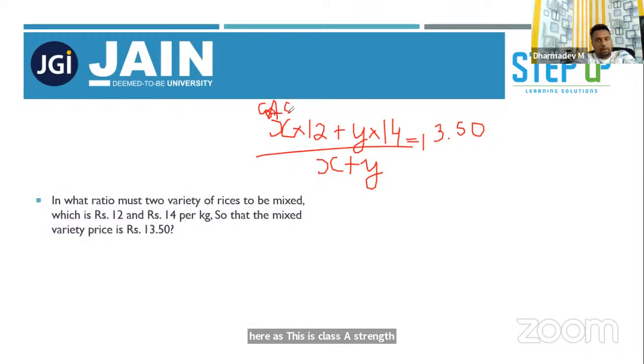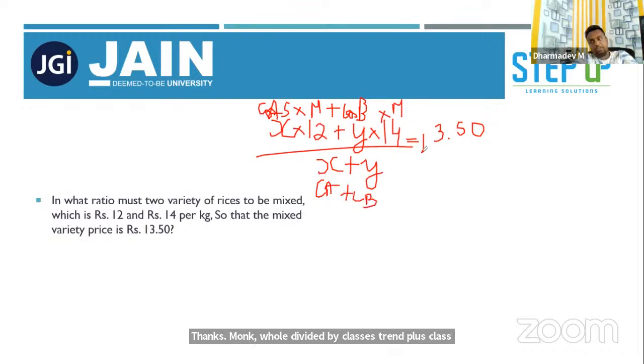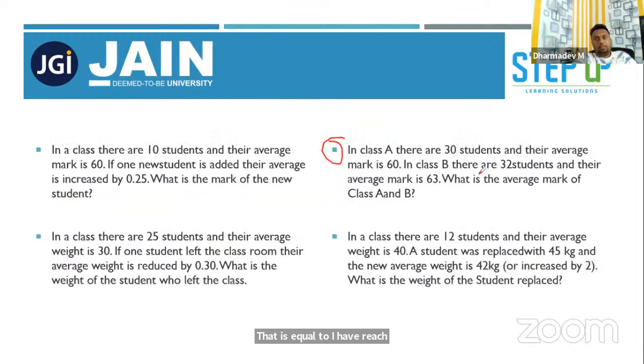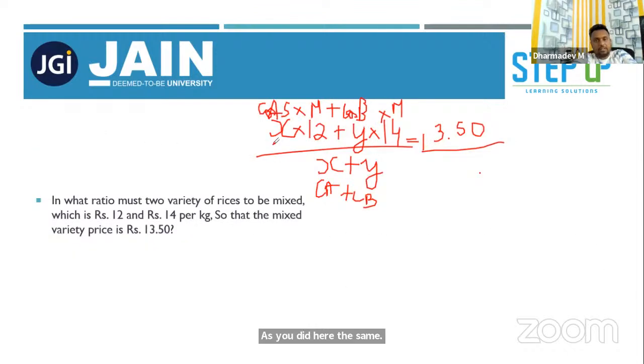As in class A strength, class A strength times mark plus class B strength times mark, whole divided by class A strength plus class B strength, is equal to the average. As you did here, the same thing. This is 30 into 60, and this is 32 into 63, whole divided by 30 plus 32, that is equal to 13.5.